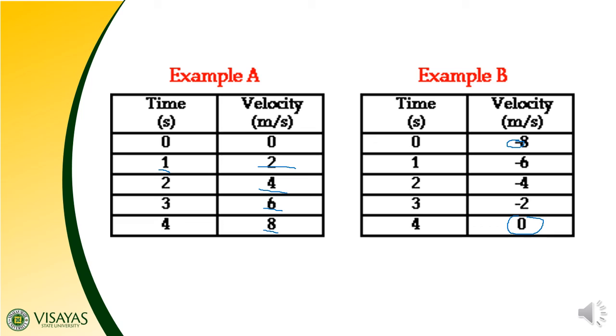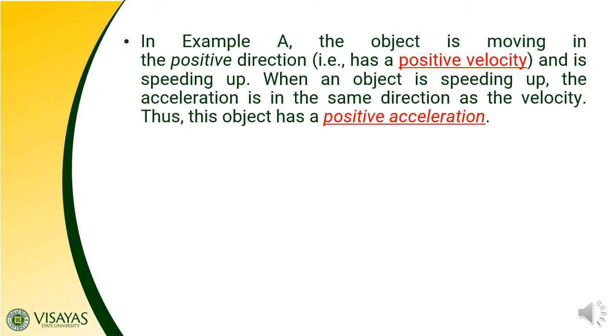Remember example A, the object is moving in the positive direction and speeding up, and example B naman, the object is moving in the negative direction and slowing down. So let's see if this will tell us a positive acceleration or a negative acceleration. In example A, the object is moving in the positive direction, meaning it has a positive velocity and is speeding up. When an object is speeding up, the acceleration is in the same direction as the velocity. Thus, this object has a positive acceleration.